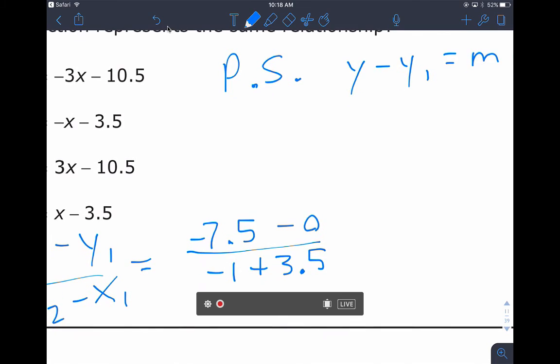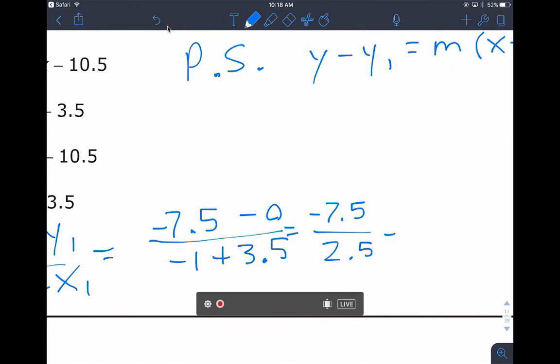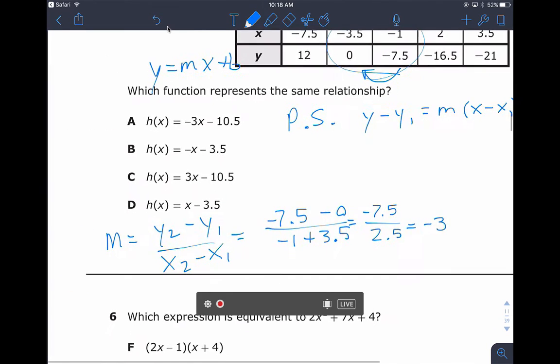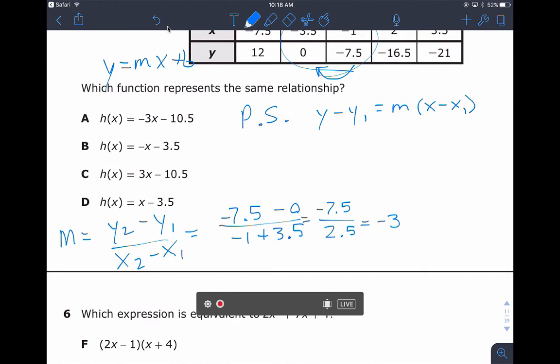I'm going to clean this thing up. Doesn't look like it's going to come out nice. It's negative 7.5 over, I guess, 2.5. And then if you punch that out in your calculator, that should simplify down to negative 3. And that's your m. Okay, so we could honestly eliminate pretty much every one of these answer choices. Choose the one that's got the negative 3 right there. So honestly, we could probably stop right there if we recognize that.